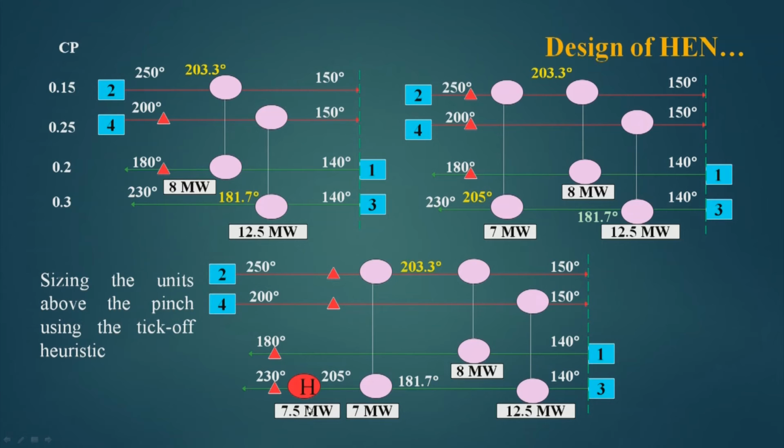Our hot utility requirement is the same as the 7.5 targeted earlier. All streams are starting with their supply temperature and reaching the pinch temperature. So, this design has been completed. Now, the hot end design we have completed, we will go to the cold end design.